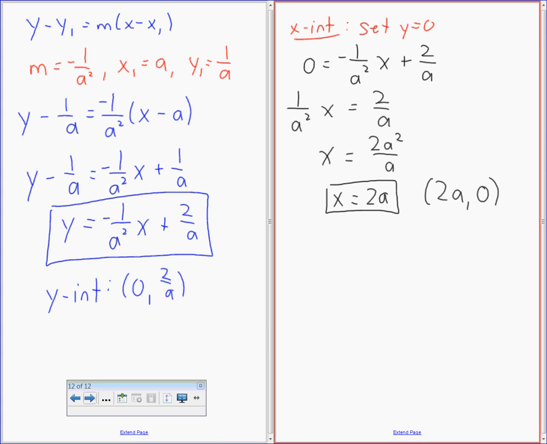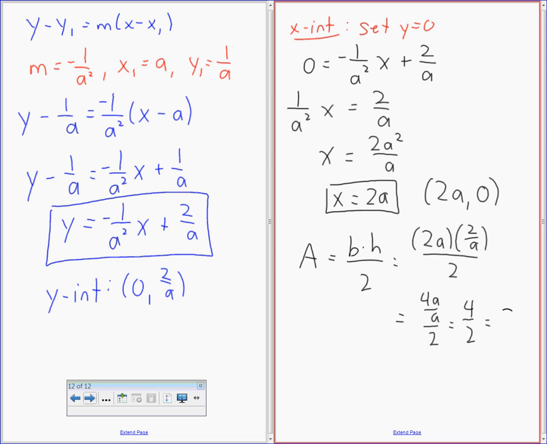How do I figure out the area of that triangle then? What's the area of the triangle? Right. So area is going to equal b times height over 2. Okay, what's the base gonna be? X-intercept, so the base is gonna be 2A. What's your height gonna be? Y-intercept, which is gonna be 2 over A. Which really changes to 4A over A over 2, which is 4 over 2, which is 2.